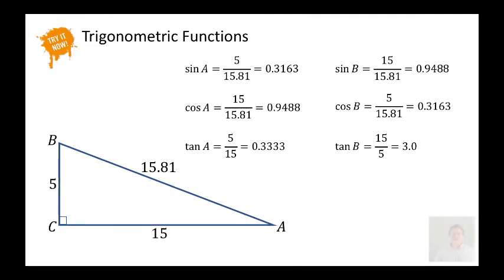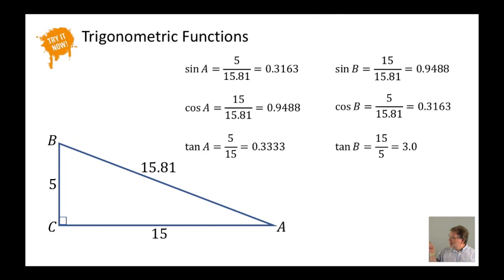Welcome back. Well, this involved not only calculating some trig functions, but also drawing upon some previous knowledge with regards to the Pythagorean theorem here. You had to find out the length of that hypotenuse at 15.81. Once you did that, then it was basically just calculating all of those ratios for the sine of A, the cosine of A, the tangent of A, sine of B, cosine of B, tangent of B. You'll notice that, once again, the sine of angle A, the cosine of angle B, those are the same two sides that we're looking at, and so the values of those trig functions are identical.